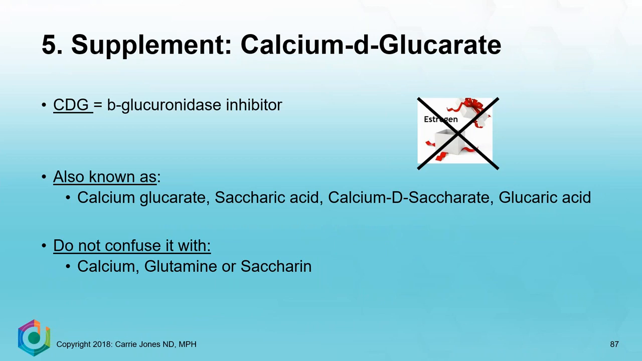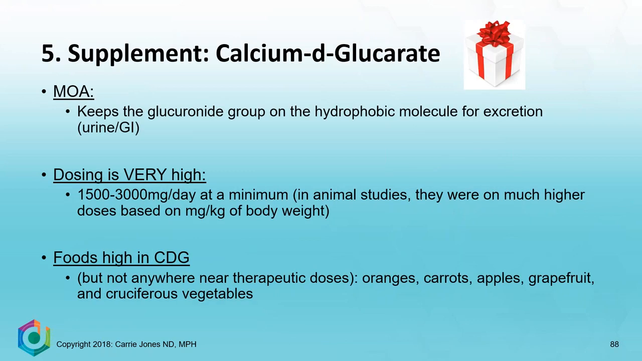And then we go on to calcium D-glucarate. So people say, well, okay, pre and probiotics, got it. What about other supplements? So calcium D-glucarate. Calcium D-glucarate is a beta-glucuronidase inhibitor. It's known as a couple of other things. Please don't confuse it with calcium. Calcium D-glucarate acts differently than calcium does. And what it does is it basically keeps the bow on the box and keeps estrogen inside. So the fancy mechanism of action is that it keeps the glucuronide group on the hydrophobic molecule for excretion. Which is much easier to say: it keeps estrogen in the box and keeps the bow on tight. That's what calcium D-glucarate does.